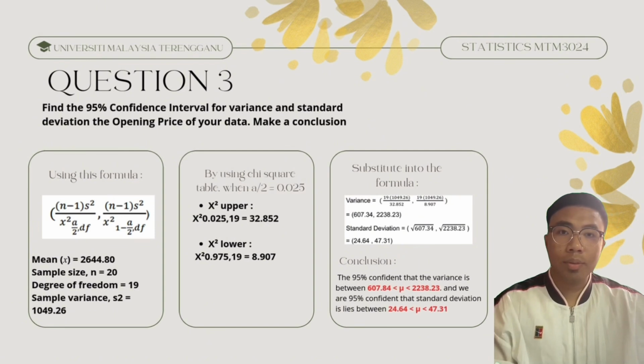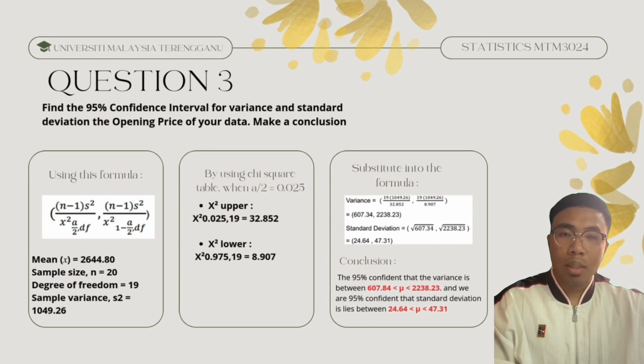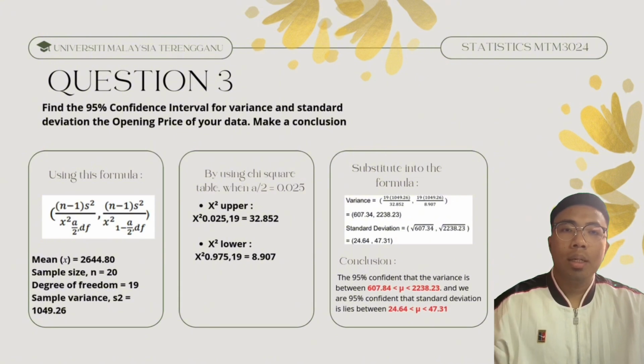Step 2, we find the chi-square critical value using the chi-square value table. Thus, we get chi-square upper equal to 32.852 and chi-square lower we get 8.907. Step 3, we sub in the formula to find the variance.